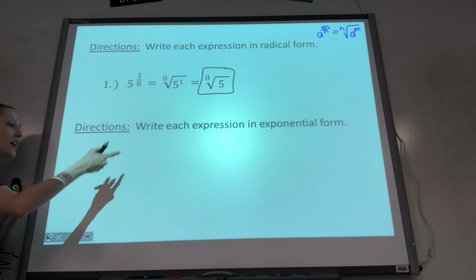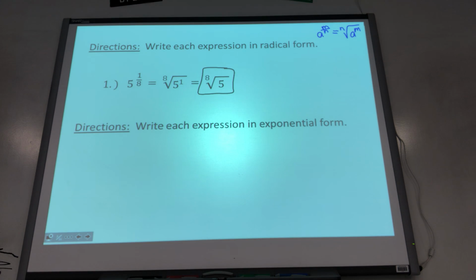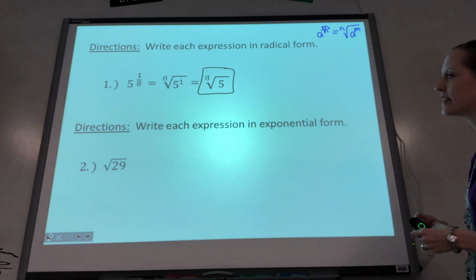Okay. Now you'll also have some going the other way where you have to write the expression in exponential form. So I think I've got 2 of these that we'll do, but we're still using that rule at the top. Write each expression in exponential form. So our answers should have exponents this time. Example 2, it's the square root of 29.